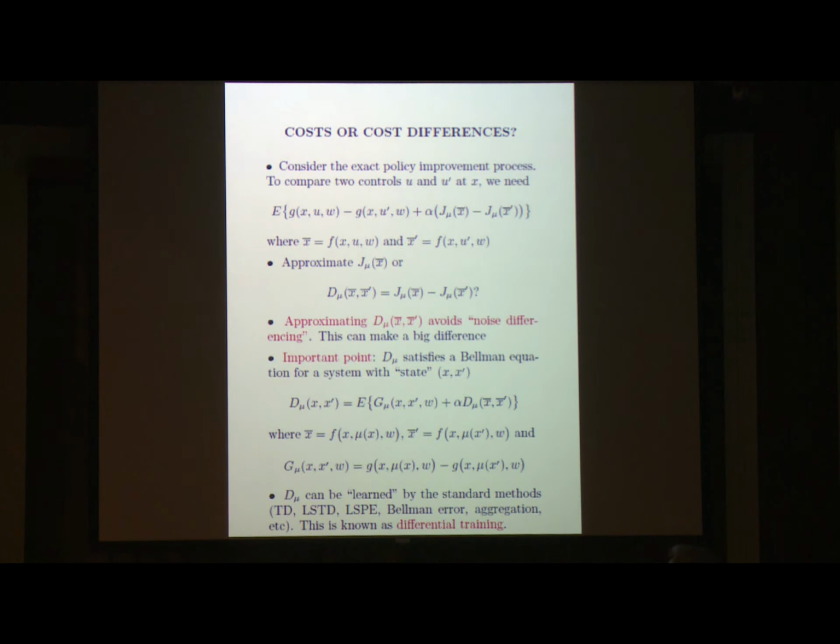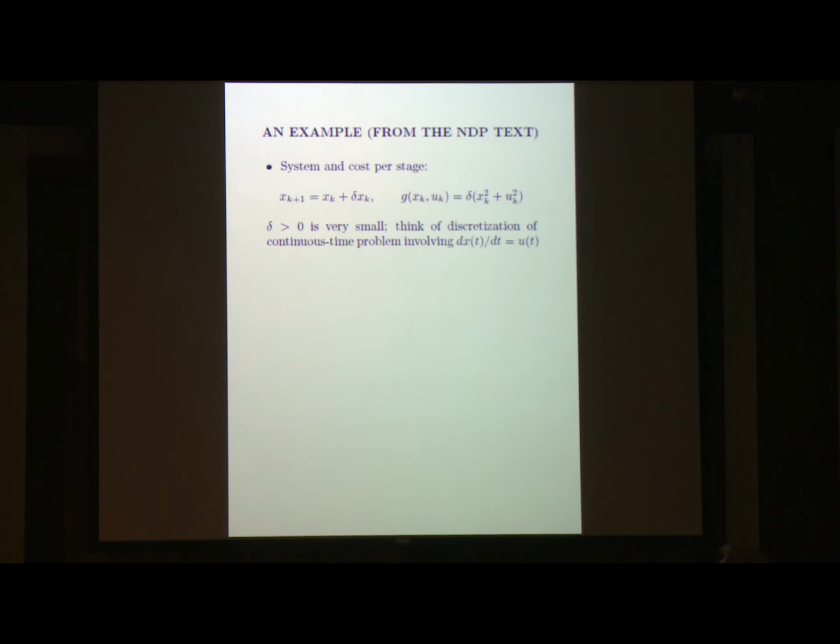Now let me show you an example where cost function differences are important. I mentioned in my previous lecture that when it comes to continuous time optimal control, it's the gradient of the cost to go function that's important, and not the cost to go function itself, because the Hamilton-Jacobi-Bellman equation involves the gradient of J, not J. And here's an example.